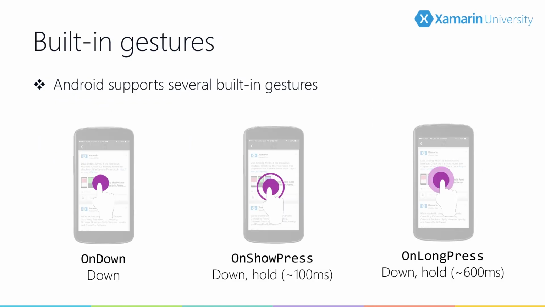In Android, a gesture can be as simple as touching the screen. That's called the on-down gesture. If a tap is held for approximately 100 milliseconds, on-show press occurs. If a tap is held for approximately 600 milliseconds, on-long press occurs.